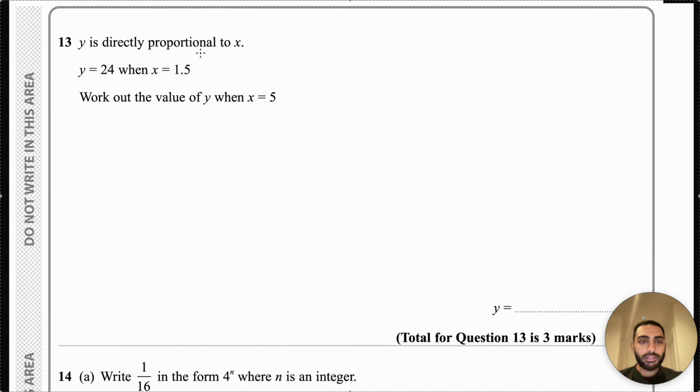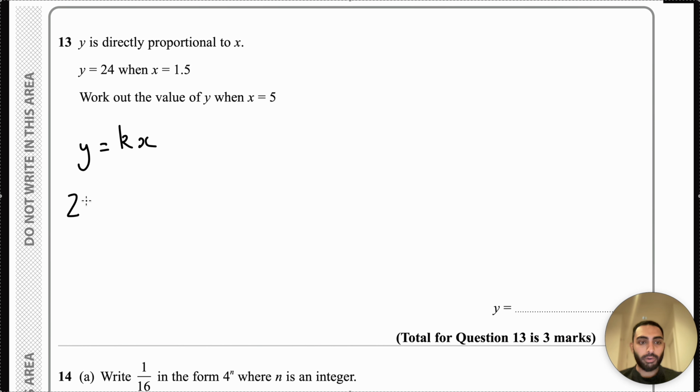Question 13, y is directly proportional to x. Let's just write that as a statement. So y is equal to a number, we're going to use k because it's never changing, it's a constant, multiplied by x. Y equals 24 when x equals 5. So let's substitute both of these in so that we can find the value of this k and we can have an equation for it.